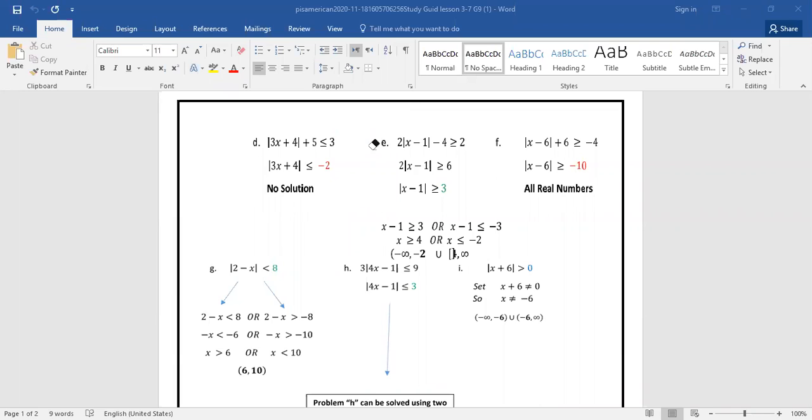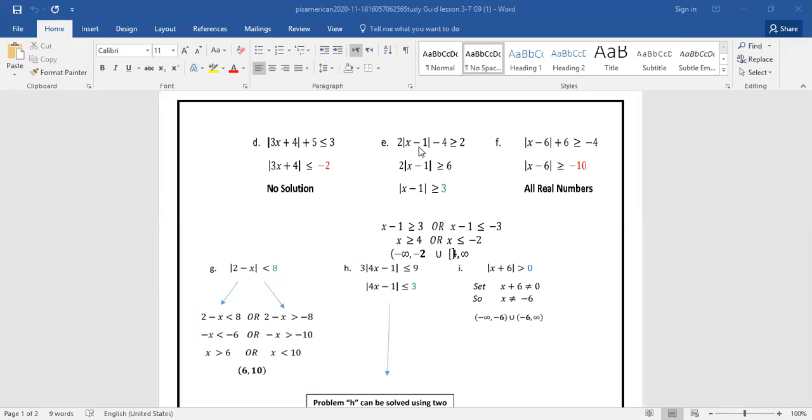Now check with me the inequality. Absolute value of 3x plus 4 less than or equal negative 2. Can you accept something like that? Absolute value less than negative 2? No, we can't. For this reason, the answer will be no solution. Okay? Let's move to the next part.